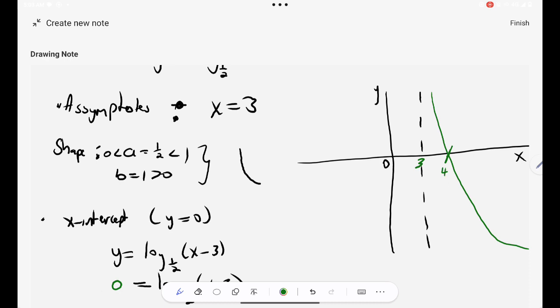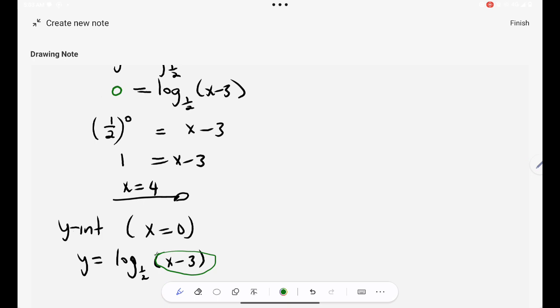I know that this thing is 4 as I calculated before. So all I need to do is to find an extra point on the graph. It can be anywhere.